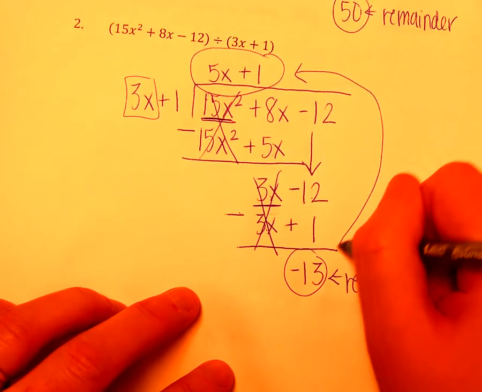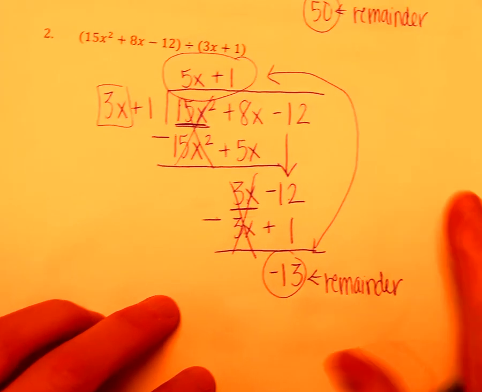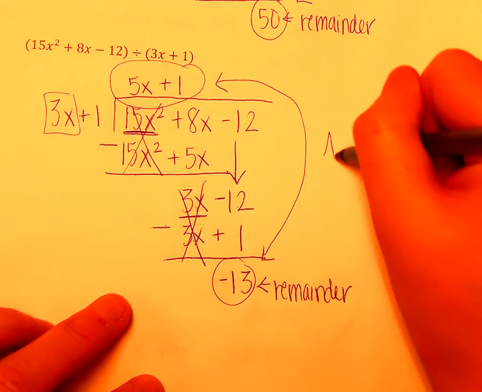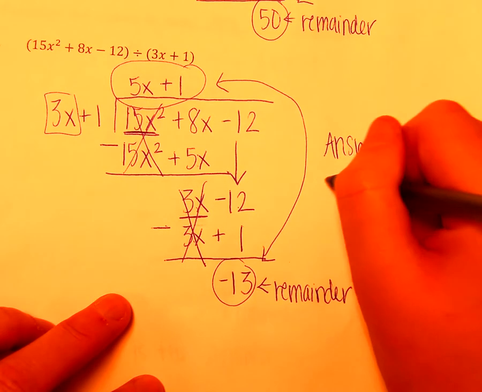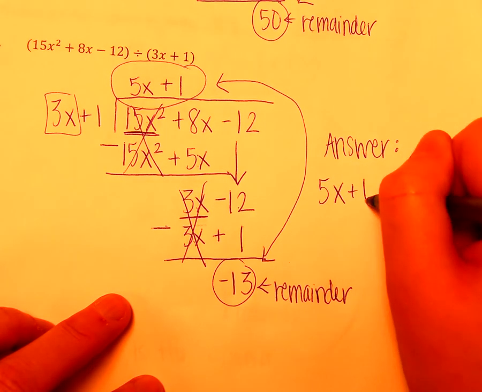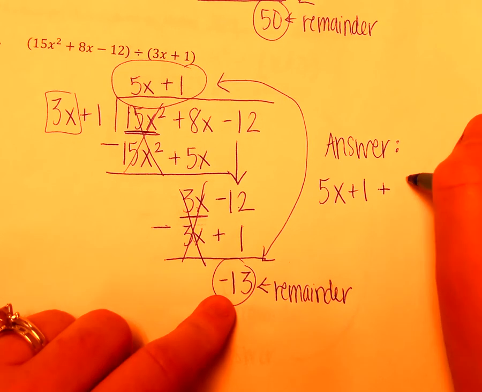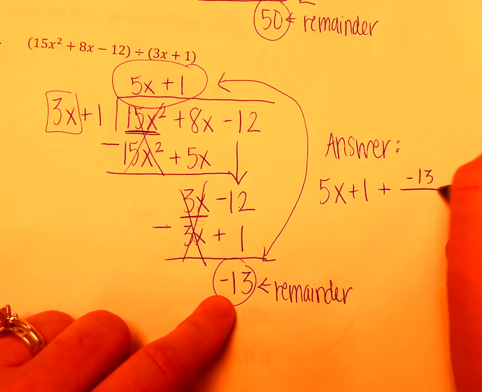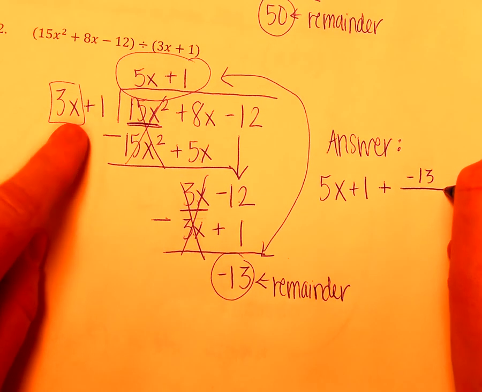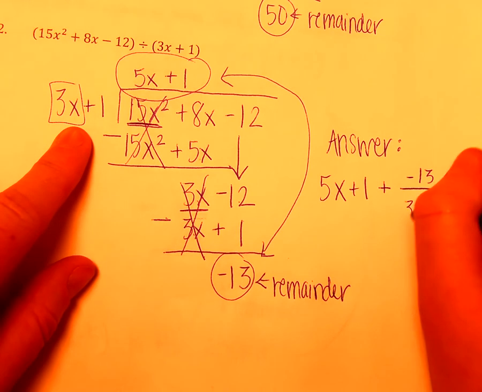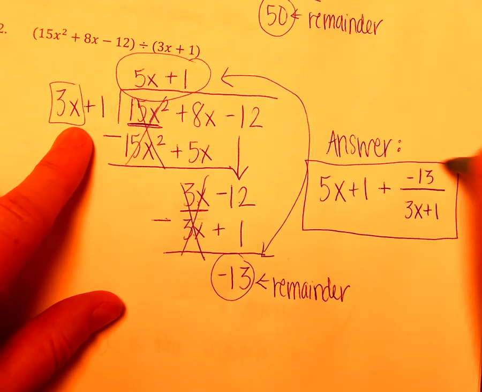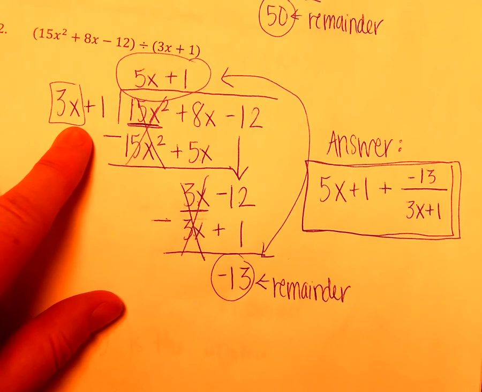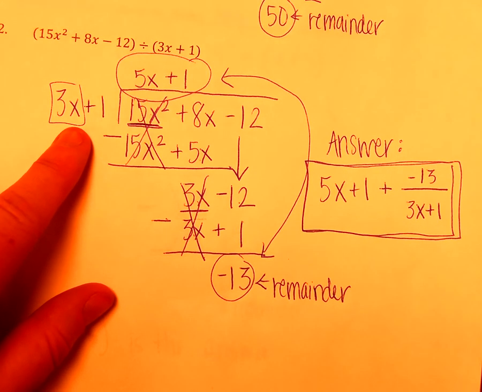So I got to kind of combine these to get my full answer here. So here's how you would write the answer for number 2. I would write 5x plus 1, the part that's sitting up top, plus I put my remainder, which is negative 13, over what I divided by, which is always going to sit out front here. 3x plus 1. So this is my whole answer then. 5x plus 1 plus negative 13 over 3x plus 1.